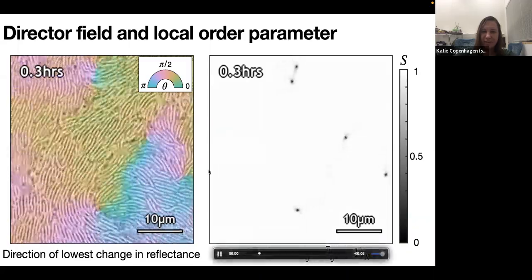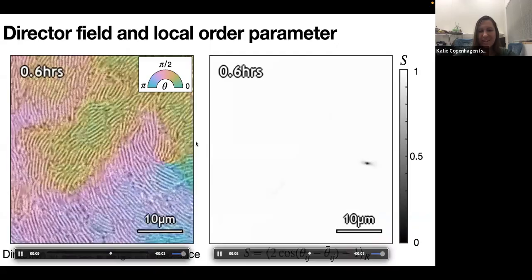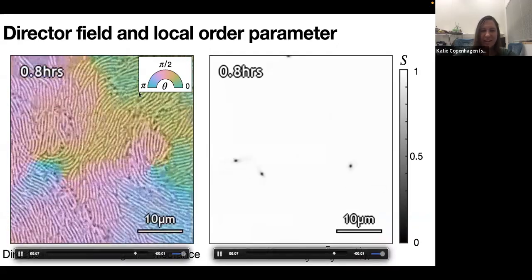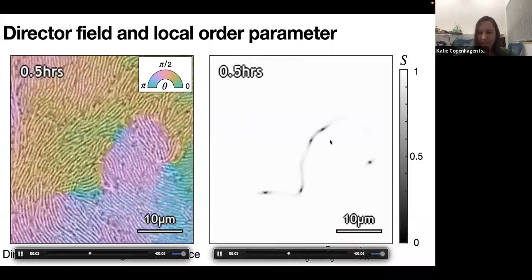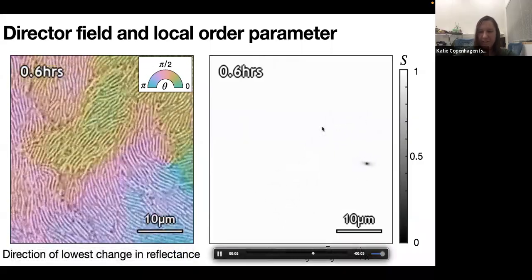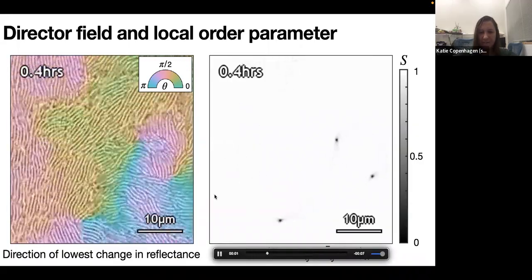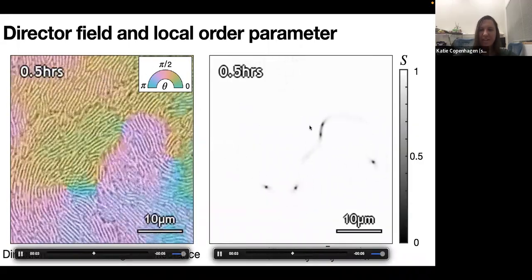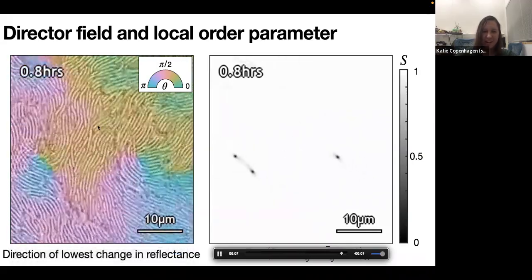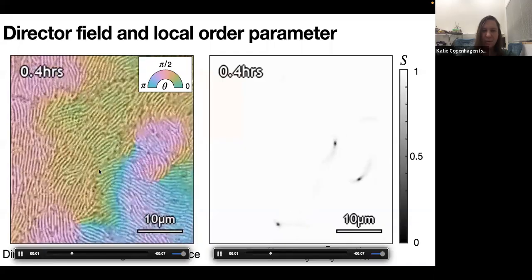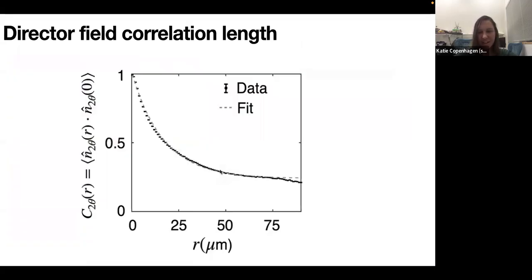I'll play this, hopefully it looks good on the video, but you can see how these defect points are moving around and our director field is changing sort of smoothly and slowly with time. And the defects are moving around, they form and annihilate in pairs. So we can use this to locate all of our defects systematically within our cell layers and learn something about how the organization of our cells is evolving.